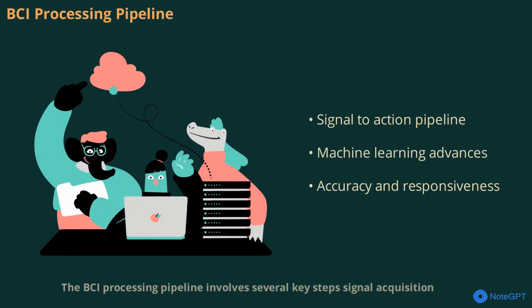The BCI processing pipeline involves several key steps: signal acquisition, preprocessing, feature extraction, classification, and control interface. Each step is critical for translating raw brain signals into meaningful actions, and advances in machine learning are making these systems more accurate and responsive.